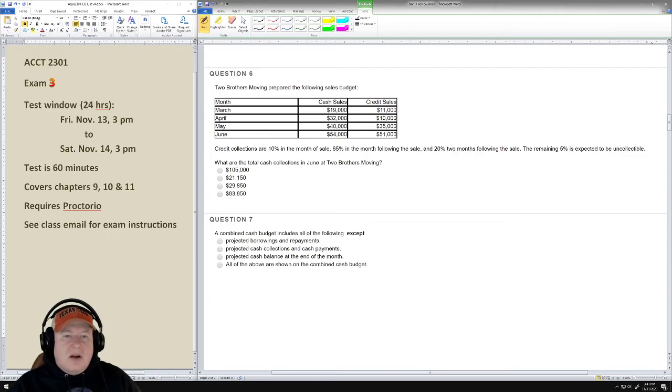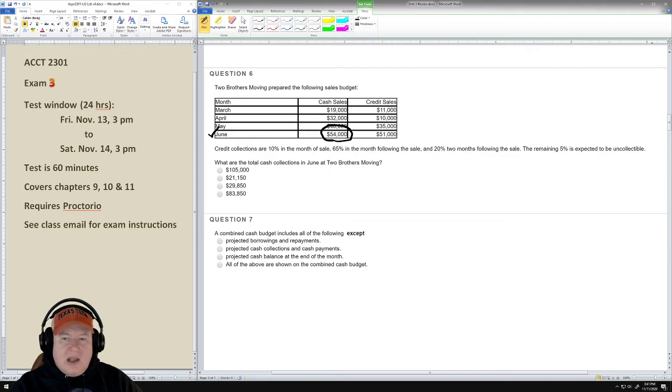Okay, so this is a staggered question. Credit collections are 10% in the month of sale, 65% in the following month, and 20% two months following. The remaining 5% is uncollected. What is the total cash collections in June? So we're looking at June here, right? Cash definitely we're going to add, because we're going to get all of that. And then we have these credit sales, but the credit sales are not all collected here.